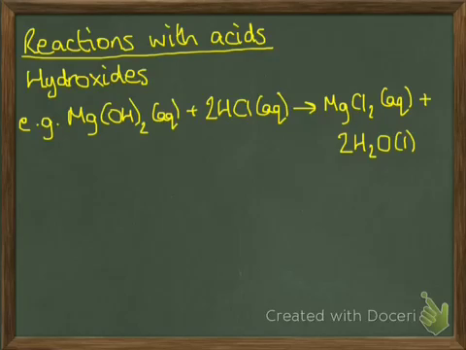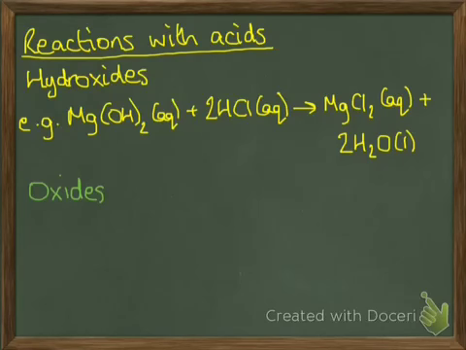In order to balance this equation, we need to react 1 mole of magnesium hydroxide with 2 moles of HCl, and we produce 1 mole of MgCl2 and 2 moles of water. Now at this point, you can pause the video and practice the simple equations for the other group 2 hydroxides with acid.